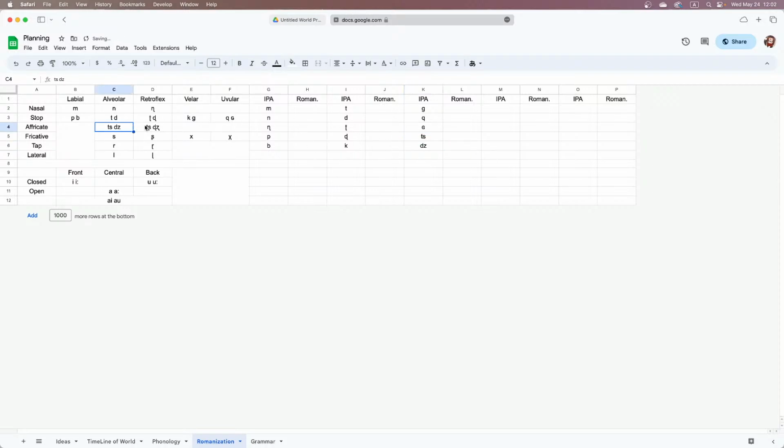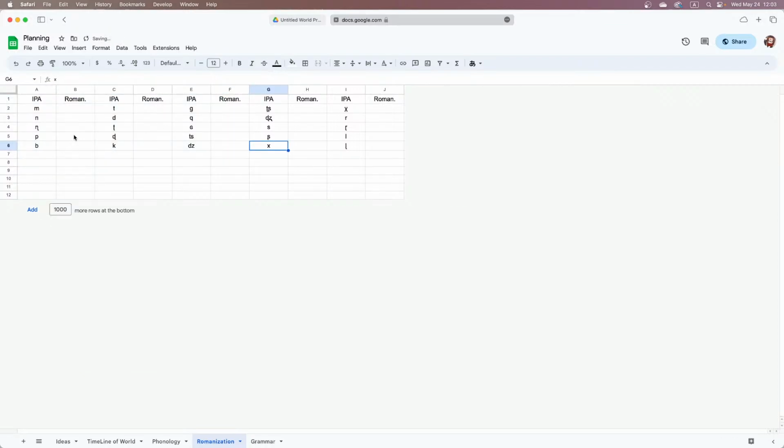Z, J, S, Sh, H, R, L. A nice little table. So N. I think just the dot underneath the retroflex works best.